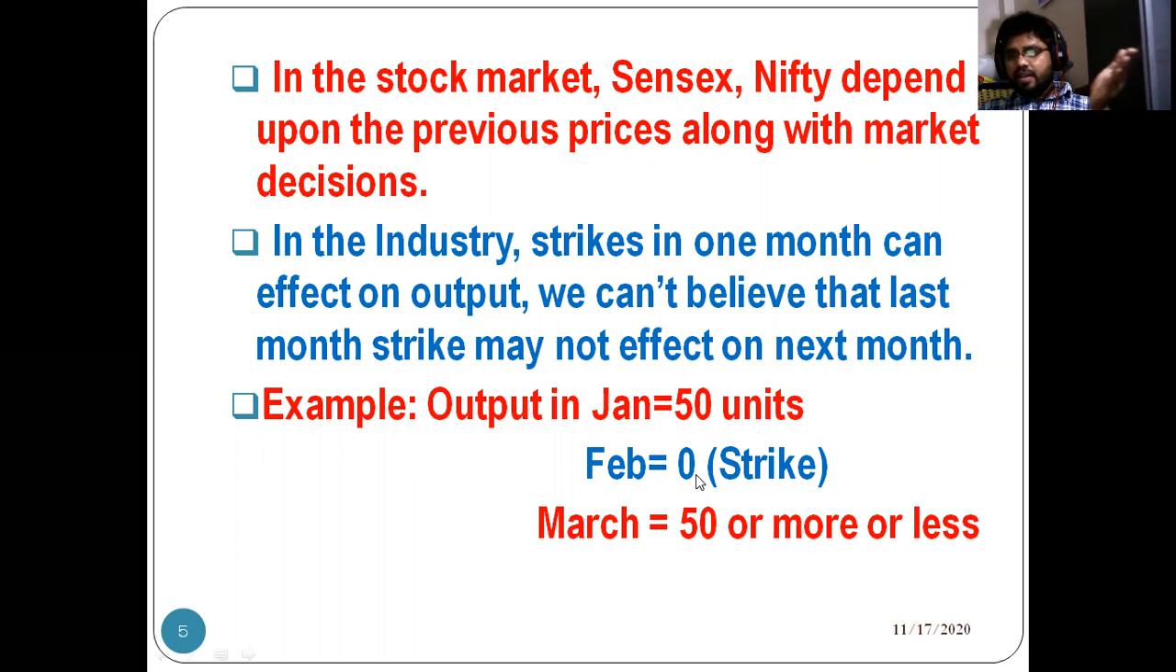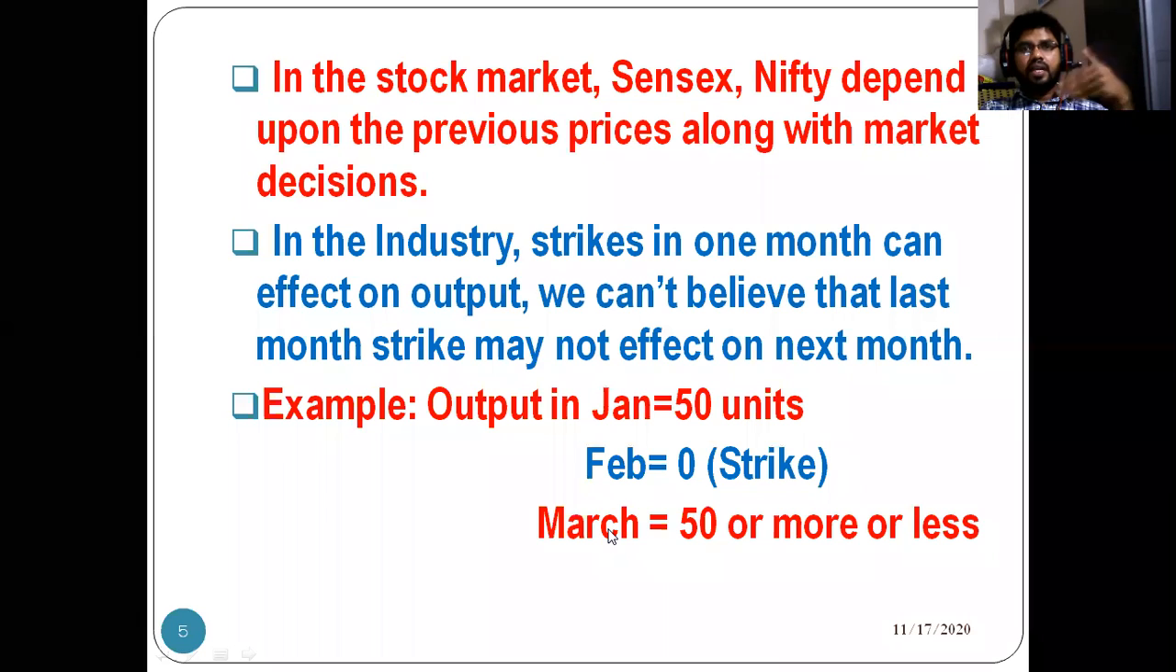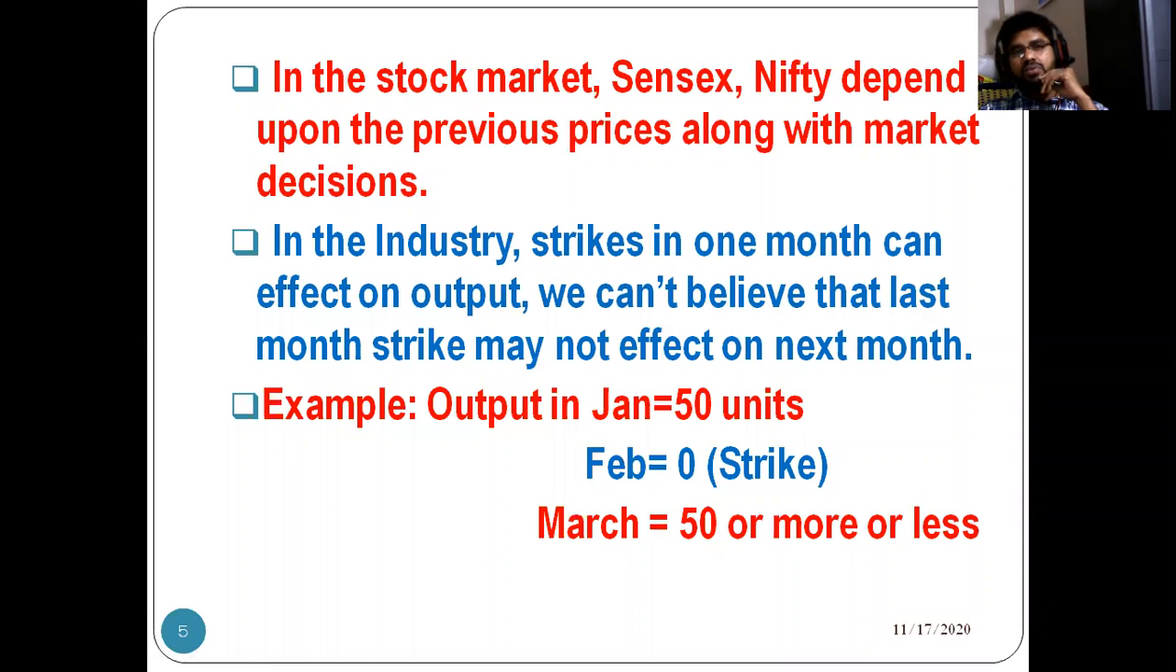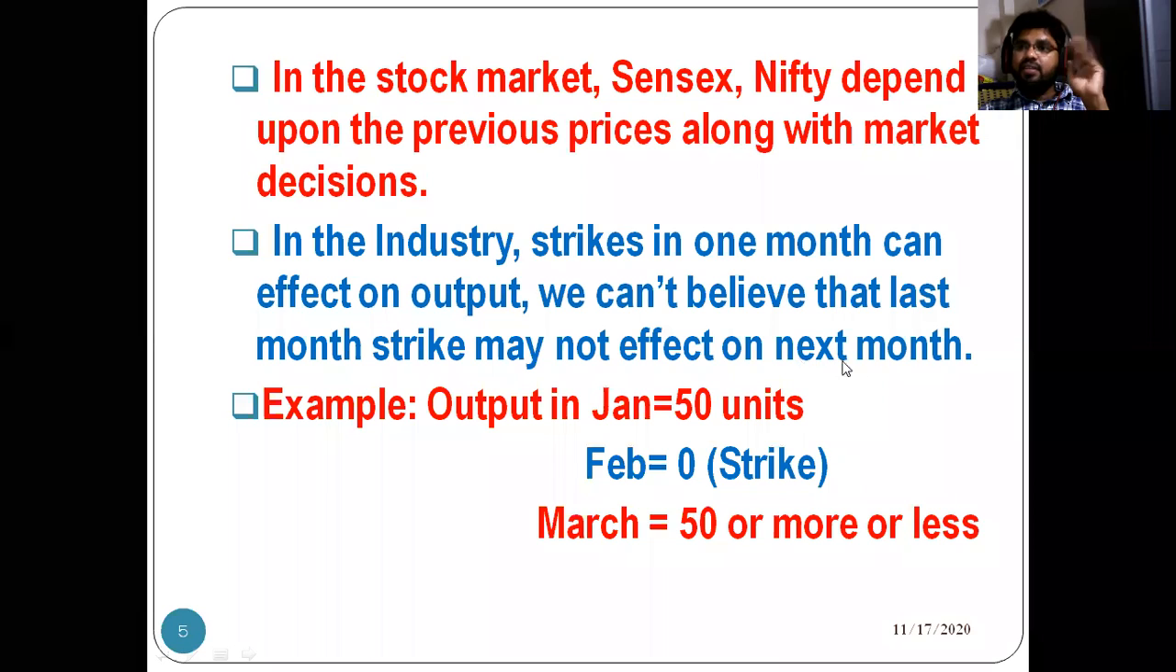Then, after discussion with some industrial person, the strike is over. Immediately they go back to their jobs and enter into the month of March. They produced 50 units, more or less 50. But the company cannot believe that last month's strike may not affect the next month.